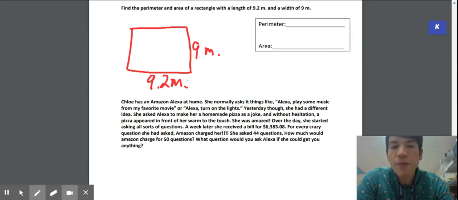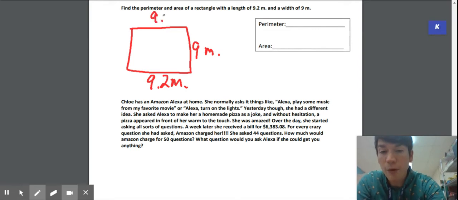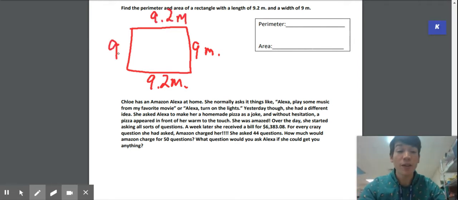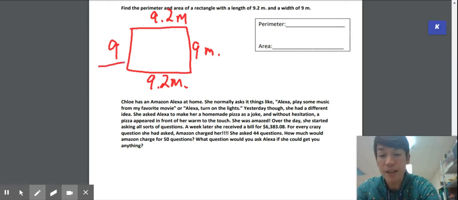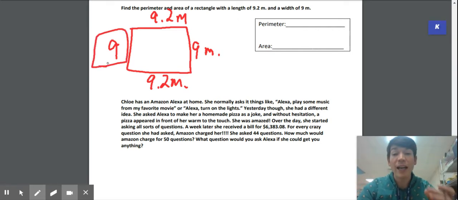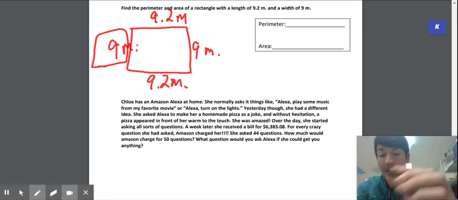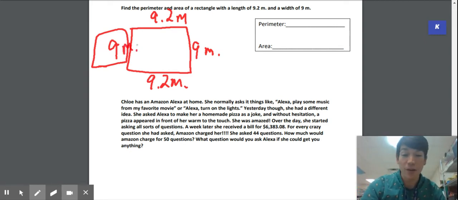So I'm trying to find the perimeter and area. Remember when we're finding the perimeter, that's just the distance around the outside. One thing I noticed last week that we really have to be careful with is when we add a whole number with a decimal: remember that these nines are 9 whole meters, not 9 tenths of a meter. They're 9 whole meters. So we have to add those accordingly.